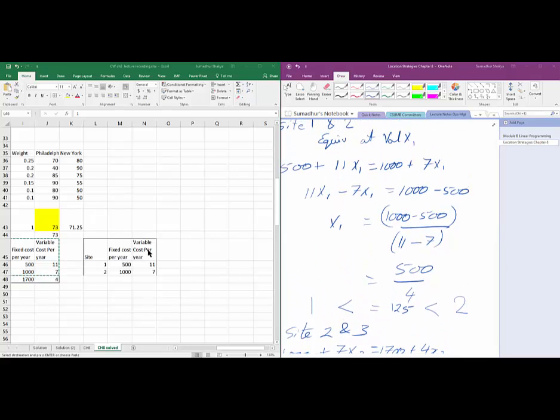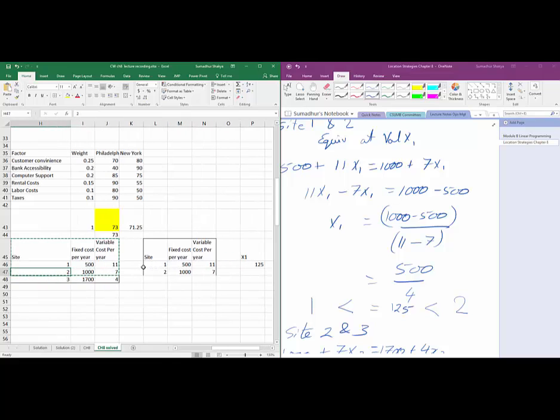So first thing we want to calculate is, let x1 be the case wherein site 1 and 2 are optimal. So let's say if at x1 both of these are optimal, then that x1 is going to be equal to 1000 minus 500 divided by 11 minus 7. Okay, so that comes out to be 125.